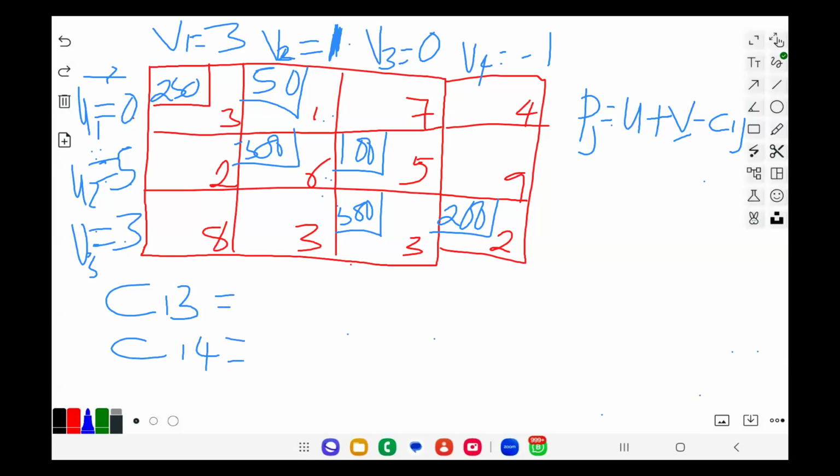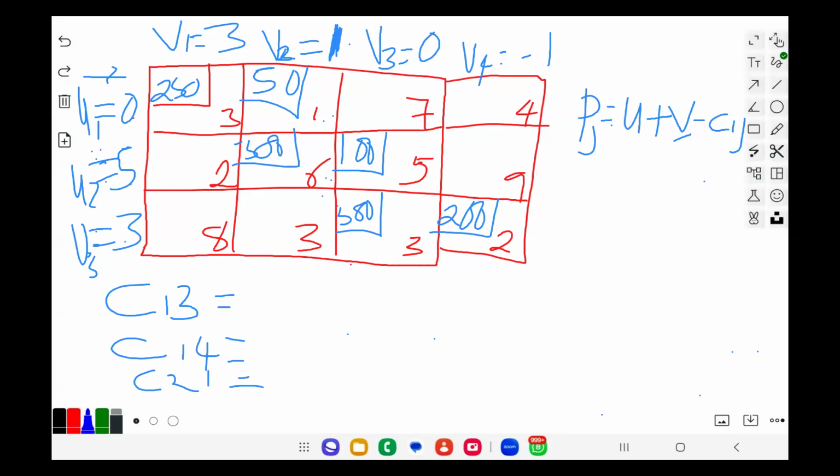What about here where there is 2? What will be the cell number? C1, 1. What is the row number here where there is 2? The row number is 2, so it will be 2, 1. Yeah, so it's 2, 1 equals to.